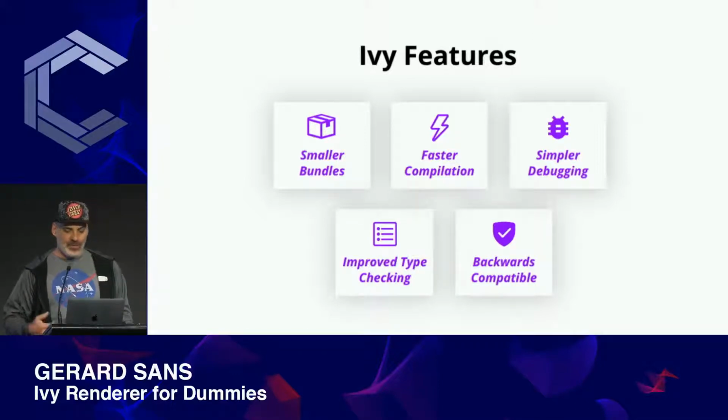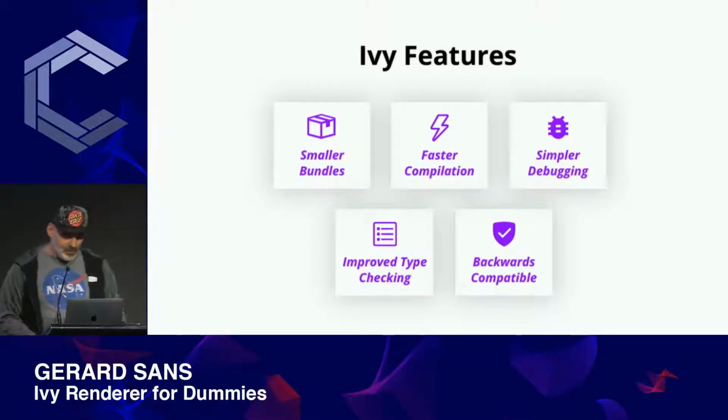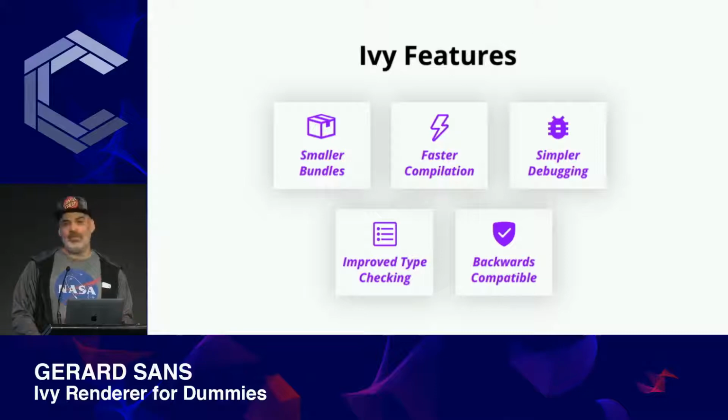There's also the benefits of this abstract code. It's going to make the debugging simpler. And there's also some other benefits. We get type checking in the templates. We get type checking in places that we didn't have before. And of course, this is going to be backwards compatible. So there's a lot of things coming in this new release of the renderer.